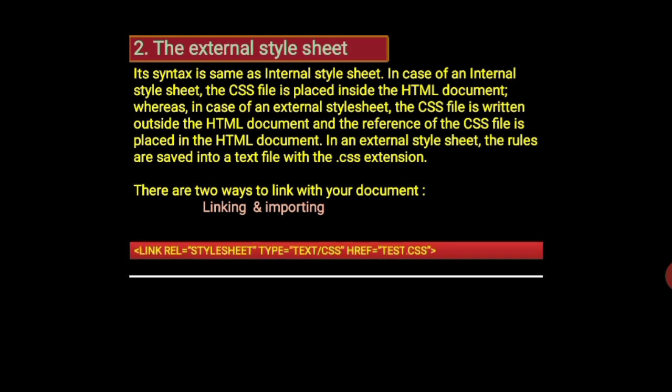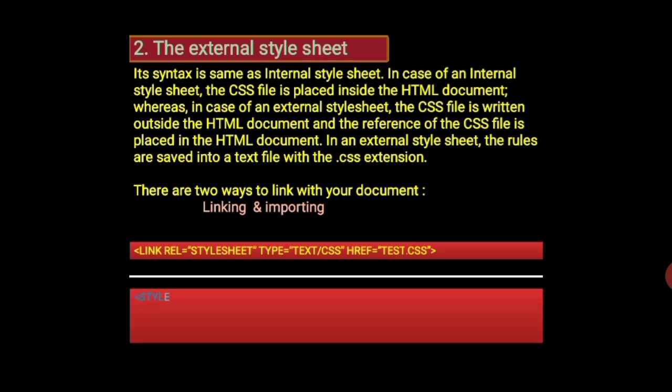By using linking, you can write like this. You write the link tag. Refer: rel equal to stylesheet, type equal to text/css, href equal to the file you want, this test.css. This is a style sheet we have generated before and that can be linked here. That's why we write the extension .css, and we are calling that one in the main HTML file.